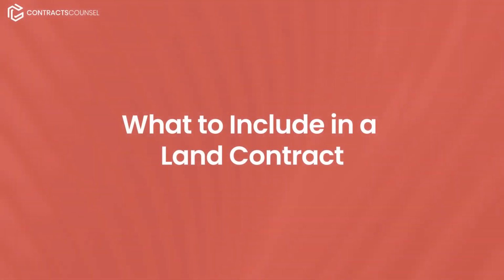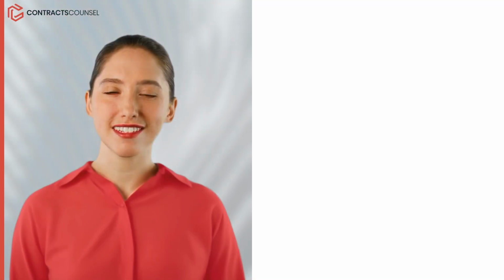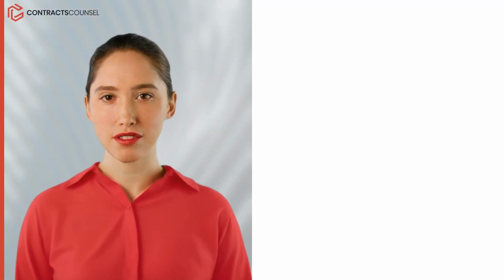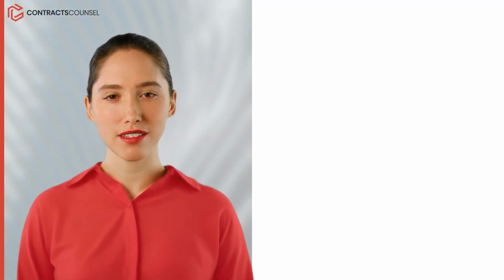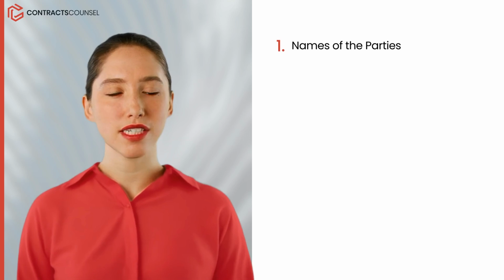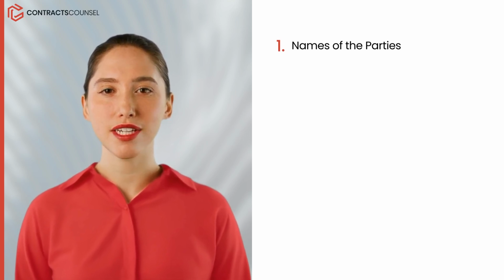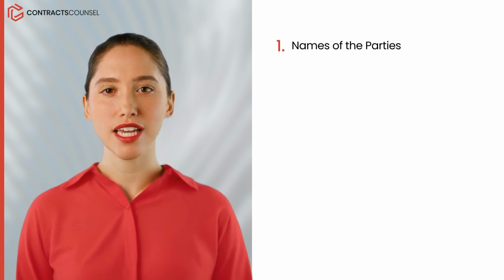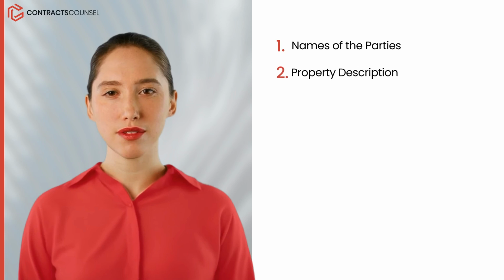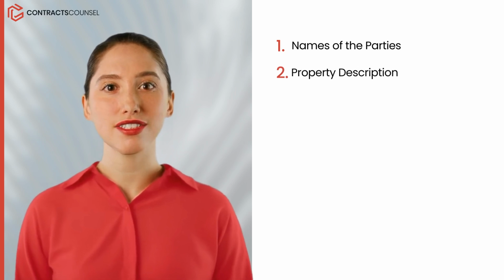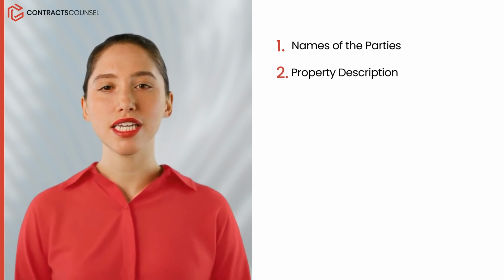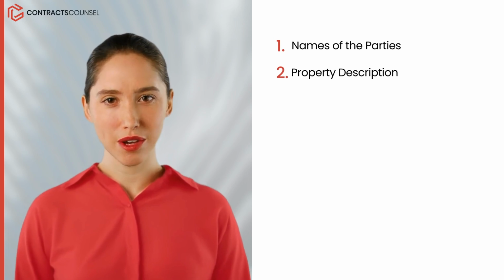What to include in a land contract? There are common terms used in land contracts. Here are some you will find. 1. Names of the parties. The agreement includes the legal names of the buyer and the seller and any third-party brokers if needed. 2. Property description. This section describes the land being sold, including any specific details like its parcel number.